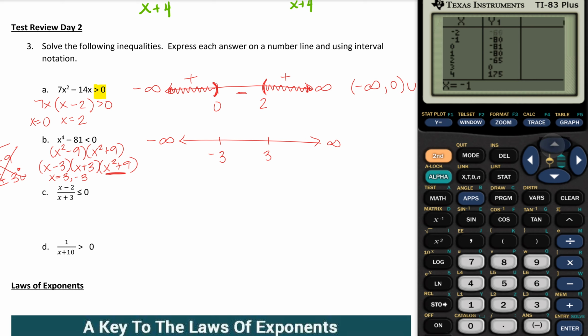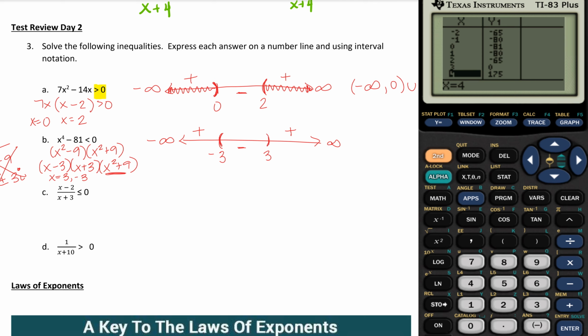I'm going to go to my table. I'm going to look to the left of negative 3, which is going to be negative 4, which is positive. I'm going to look between, so I'm going to look at 0, which is negative. And then to the right of 3, which is 4, it's going to be positive. And I'm looking for everything that is less than 0. So where are my answers negative? Well, it's between the negative 3 and 3.